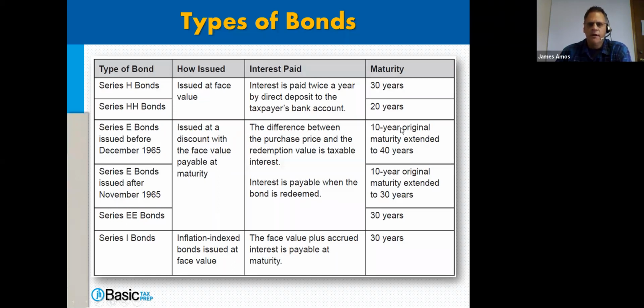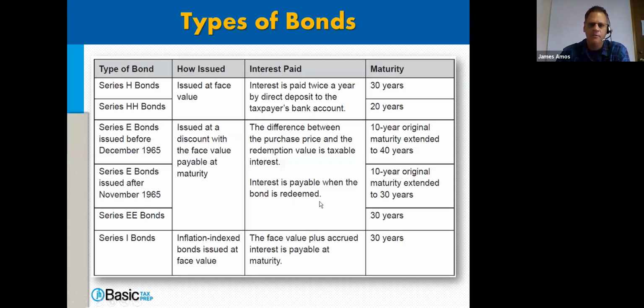They're issued at below value, so you actually make more back when you cash them in or they mature. The original 10-year maturity was extended to 40, so you have two different kinds here. That's why you're seeing those different dates. Basically, just think of these as 10 to 40 because of the circumstances. They can be anywhere in there. The difference between the purchase price and the redemption value is the taxable interest. And that interest is payable when it's redeemed. In other words, that's when you pay it.